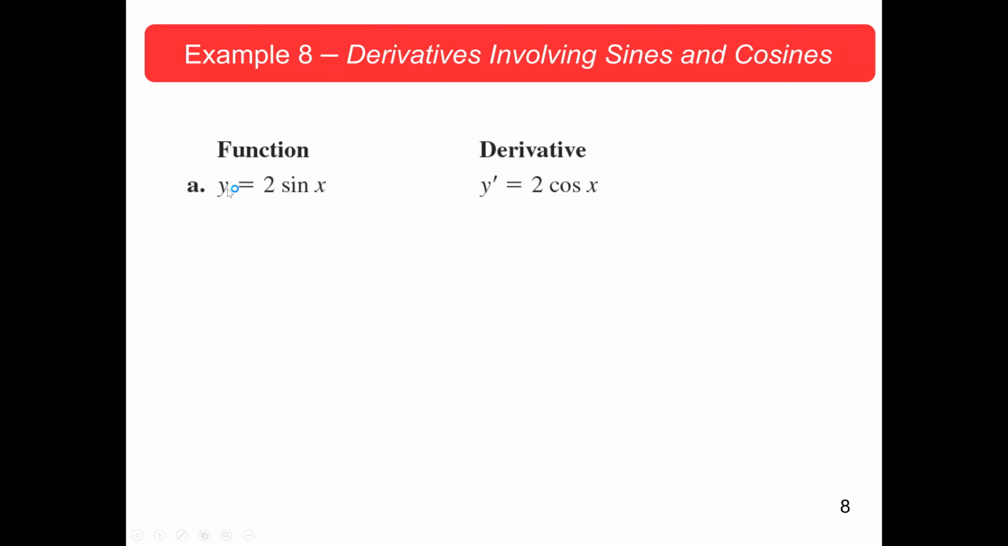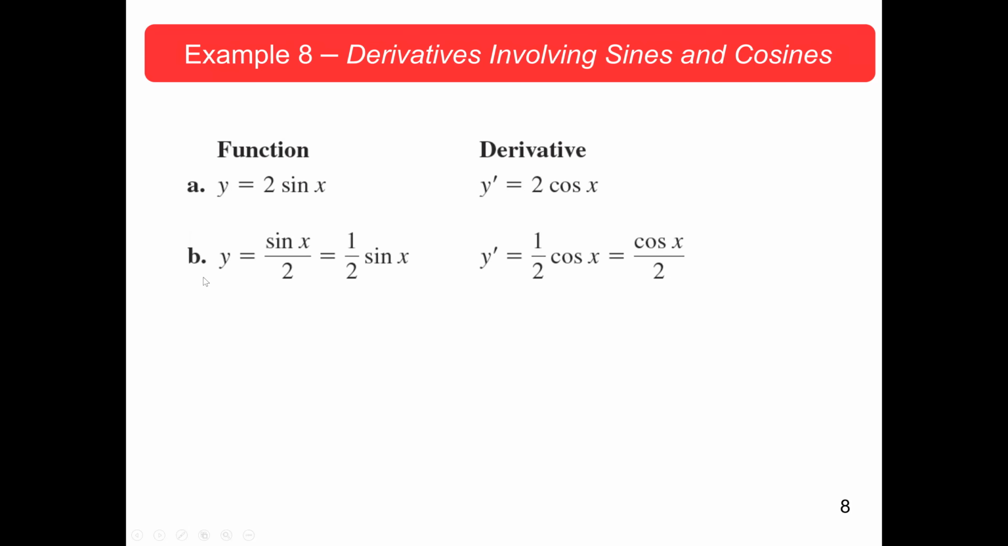So let's see an example here. y equals 2 sine x. This is using the constant multiple rule. So we leave the 2 alone. Then we find the derivative of sine x, which will give us cos x. So the answer will be 2 cos x.